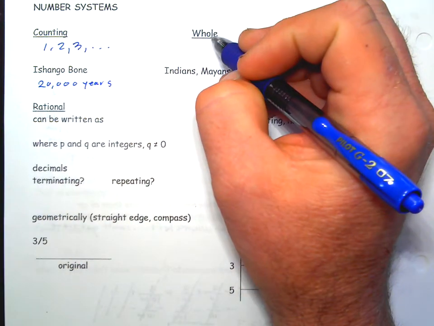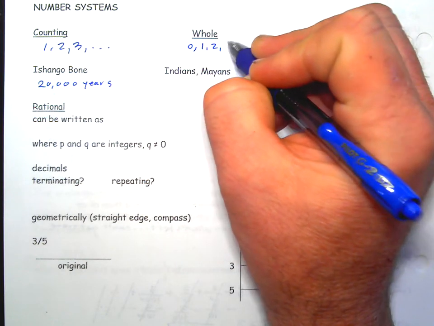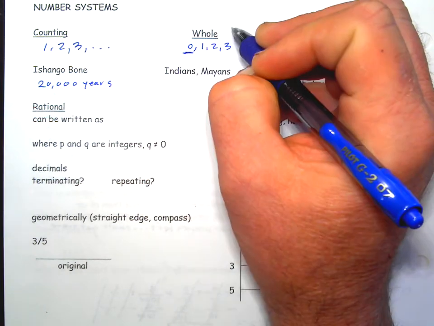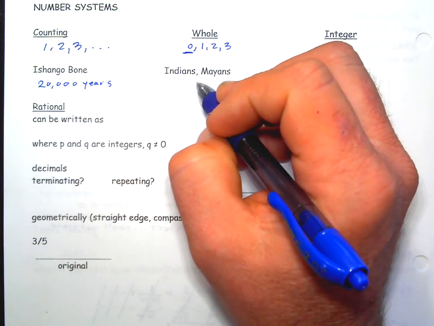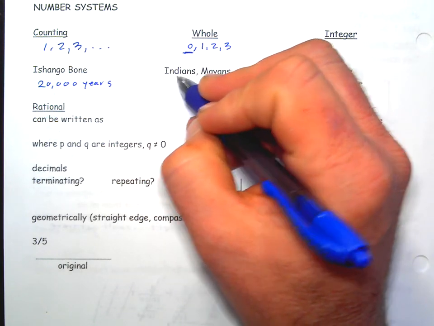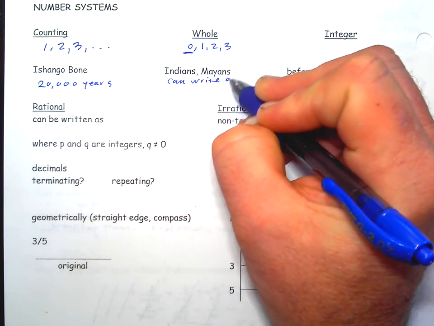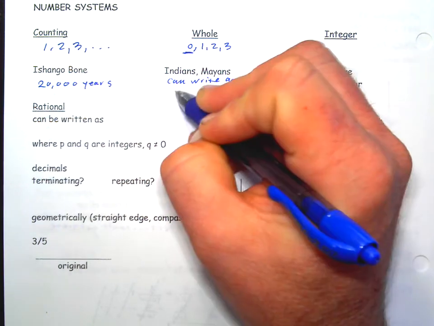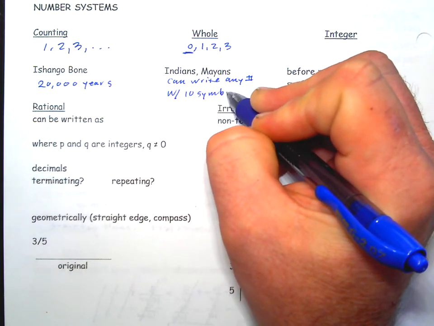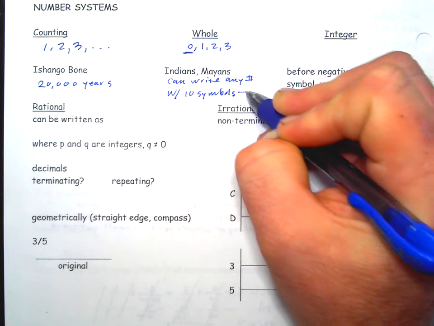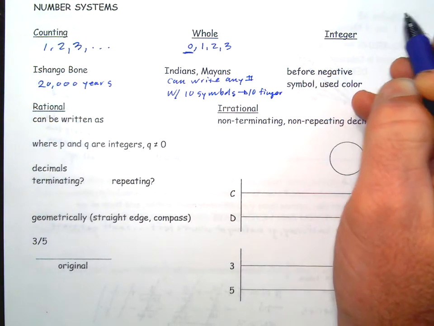Now the Indians and Mayans started using whole numbers, including 0. Okay, and that's sort of the basis of our decimal system, because you can write any number with 10 symbols, and the idea is that we have 10 fingers. I mean, we often use our fingers to do simple counting.